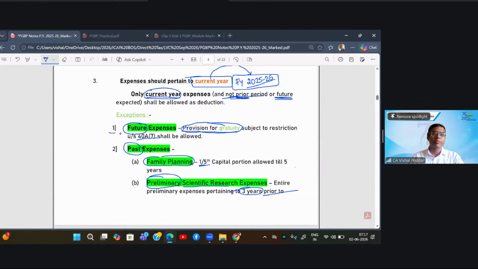Now, the exception is in one situation where future expenses are allowed, but only for one case, that is gratuity. As per accounting standard provisions, you create a provision for gratuity in your books. There are some restrictions which we'll be studying today under 40A7. If you satisfy those restrictions, you can even claim expenses of a future nature, which is gratuity, by creating a provision.